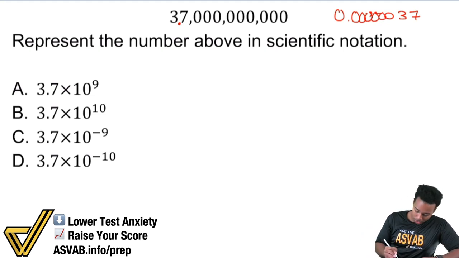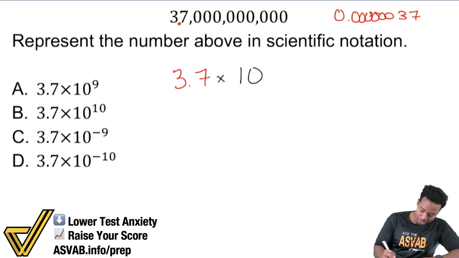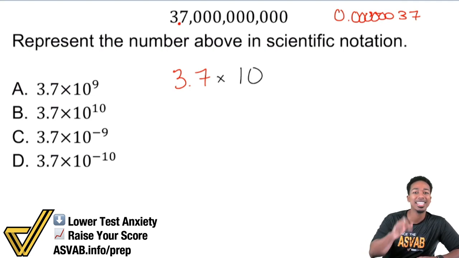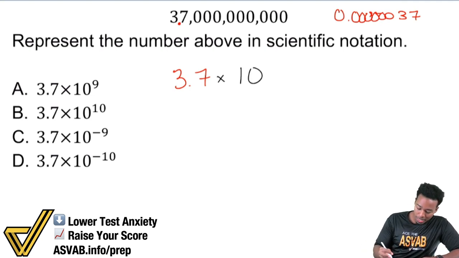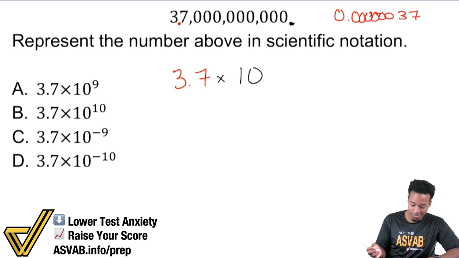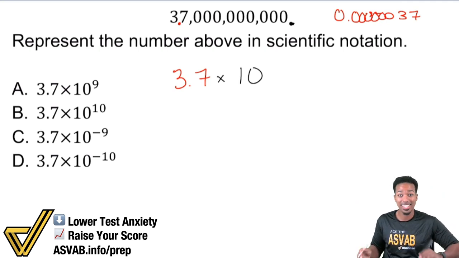And so then what we're gonna do is write this. Our answer is gonna be 3.7, and then we're gonna multiply by 10 to a certain power. What's that power gonna be? Literally this. All you're gonna do is count where the decimal currently is. So right over here, we're just gonna count the number of spaces we need to get to this. That's it. That's seriously it.